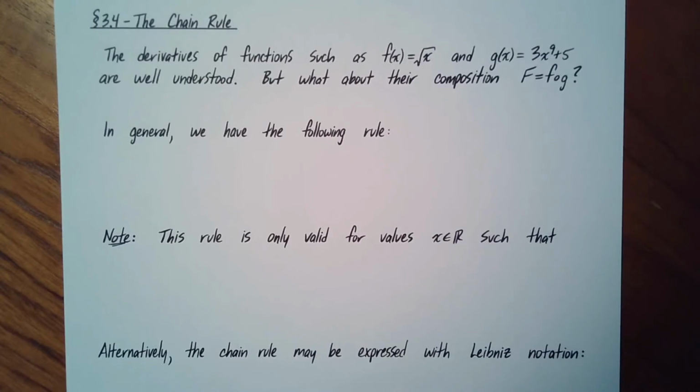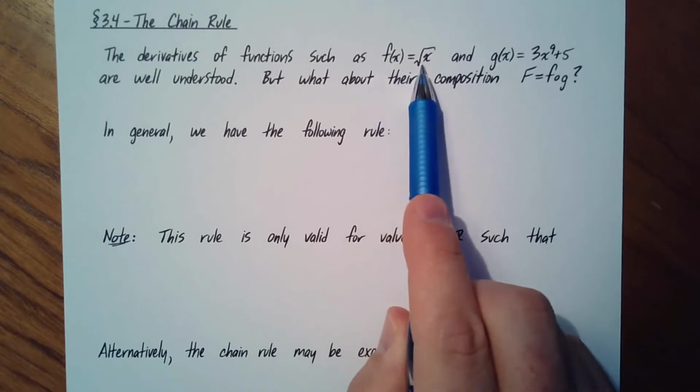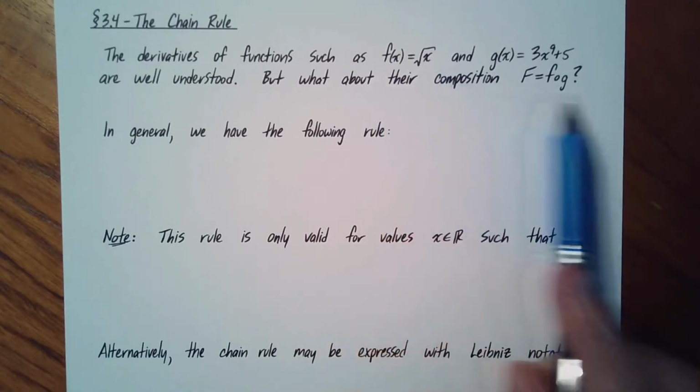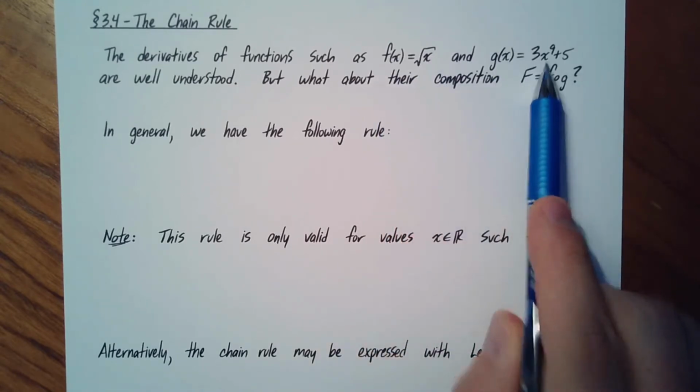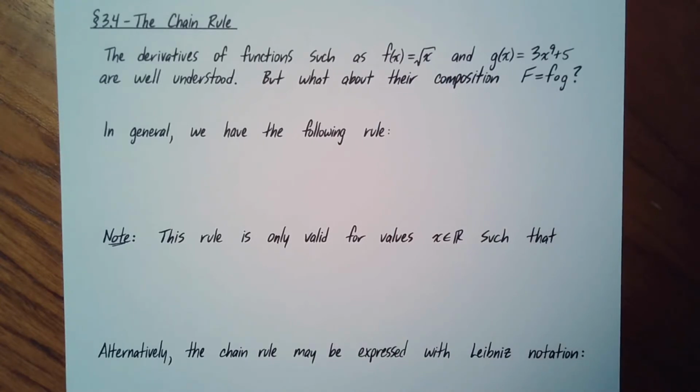Now, on their own, we have the tools to take the derivative of both of those functions. Right? We can write f of x as x to the 1/2 and do the power rule. g of x is a polynomial, so you can just split it up term by term and use the power rule in each term. So the derivatives of those two functions are well understood.